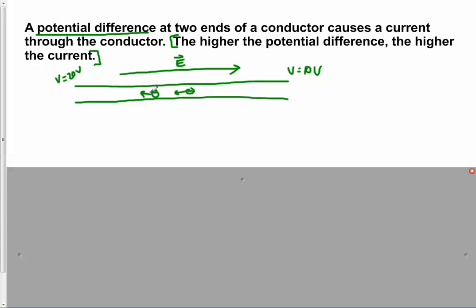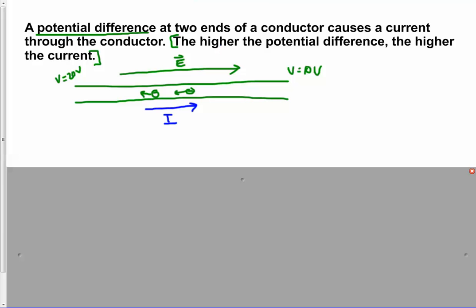Again, let me just point out that if the electrons are moving to the left, that's negative charge flowing to the left. The current would actually be defined toward the right, because that would be the equivalent positive charge. We kind of pretend that it's positive things moving to the right, even though really it's negative things moving to the left. Okay. So again, the higher the potential difference, the higher the current.